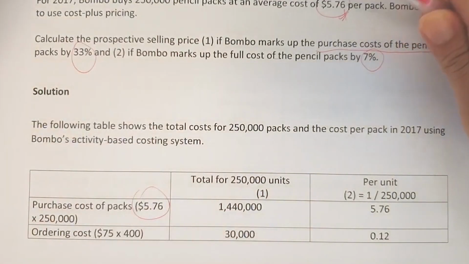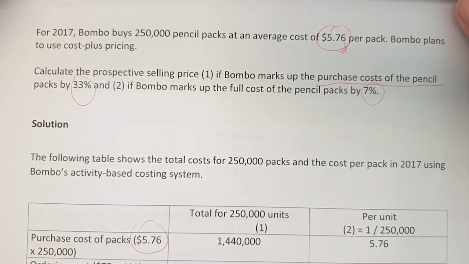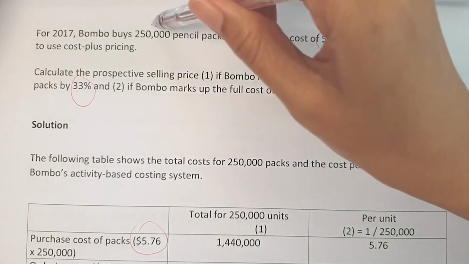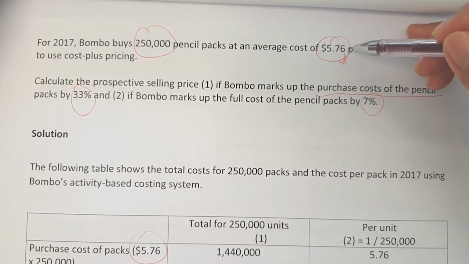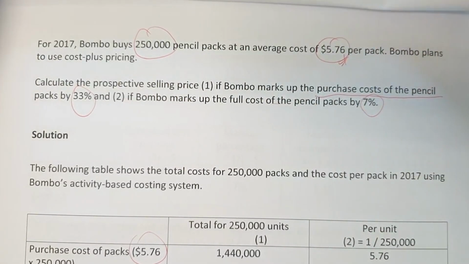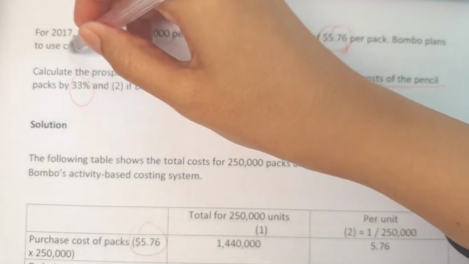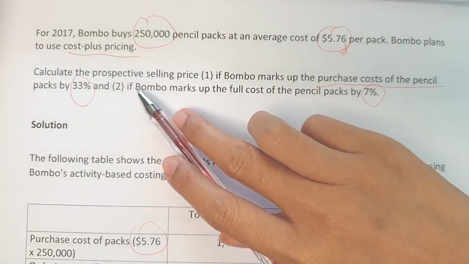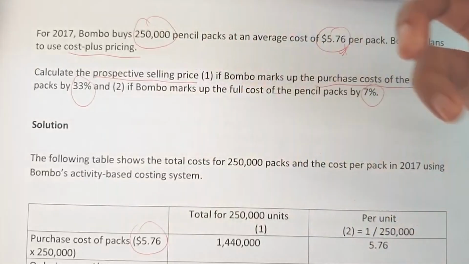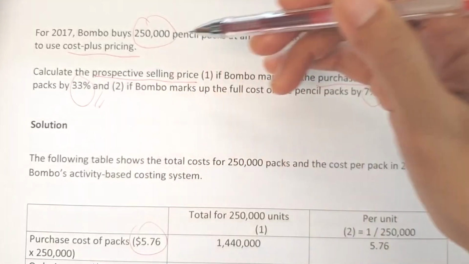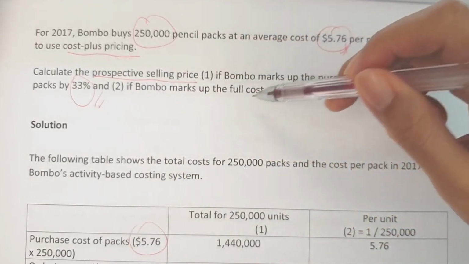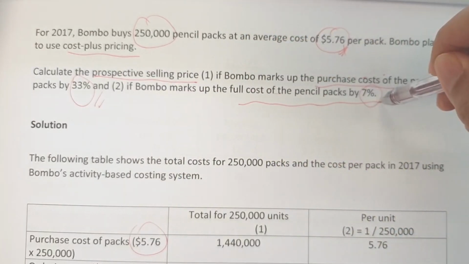Okay, for 2017, Bombo buys 250,000 pencil packs at an average cost of 5.76 per pack. Bombo plans to use cost plus pricing. Calculate the prospective selling price if Bombo marks up the purchase cost of the pencil pack by 33% and if Bombo marks up the full cost of the pencil pack by 7%.